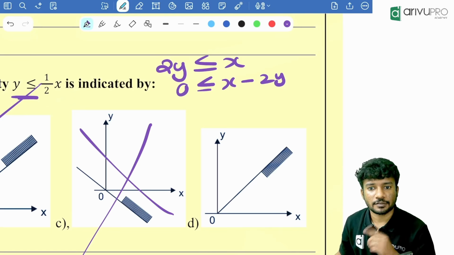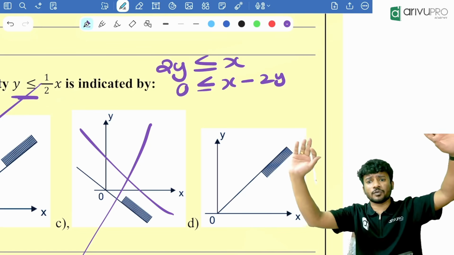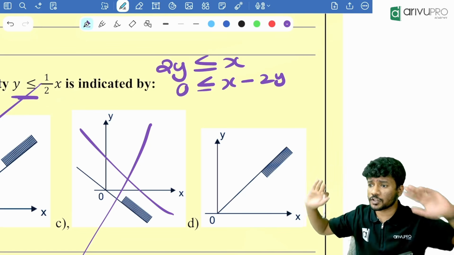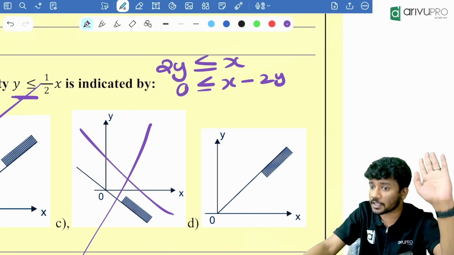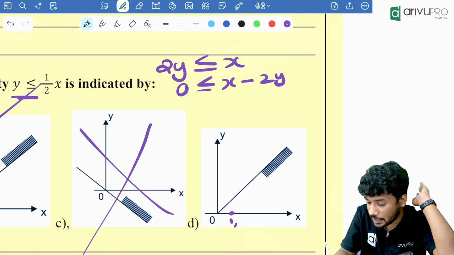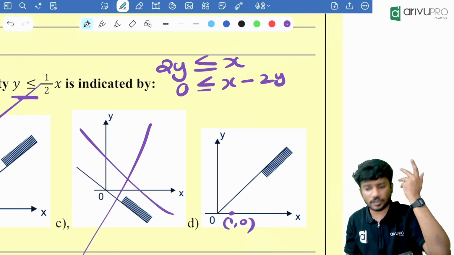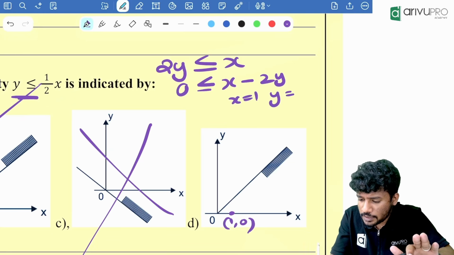Assume panna mudiyala. Then what to do? Assume some other value. Some other value can be any value, whichever you like. You want to assume 100 comma 0, assume that. If you want to assume 10 comma 0, assume that. If you want to assume 1 comma 0, 1 comma 0 means it is lying in the x-axis. Put x is equal to 1, y is equal to 0.